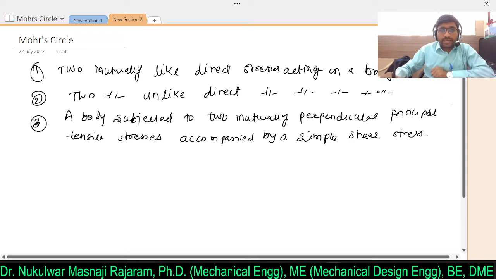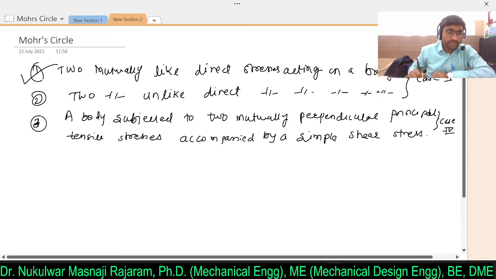If you observe analytically, these two were our case number 2, a body subjected to two mutually perpendicular principal tensile stresses, and this was case number 4. Here we evaluated normal stresses, shear stresses, and principal stresses. So let's start to analyze with the graphical method.